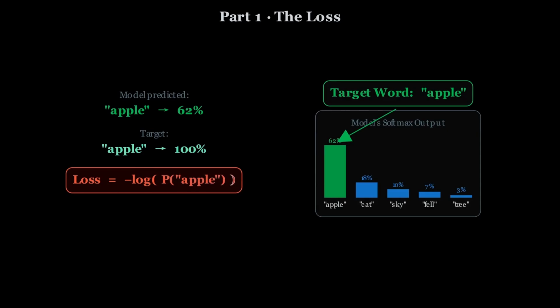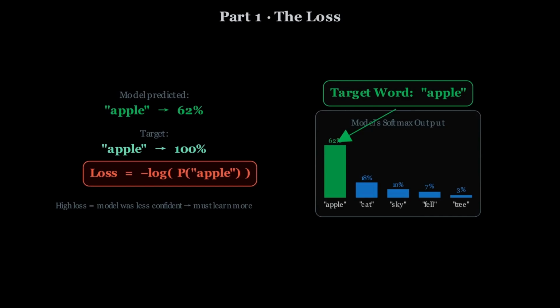So what we do is we introduce a loss function. A loss function is basically a punishment that we give to the model for predicting something wrong, something that was not desired. So high loss means the model was less confident and must learn more.